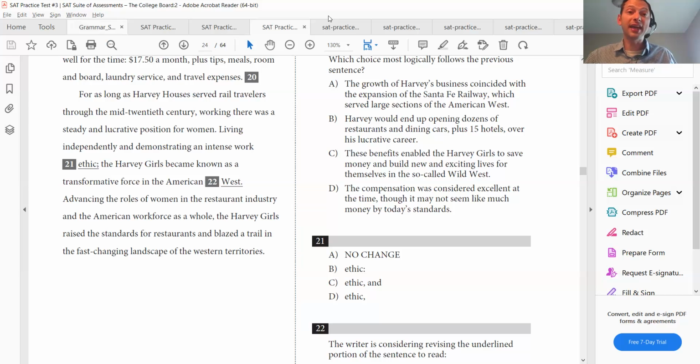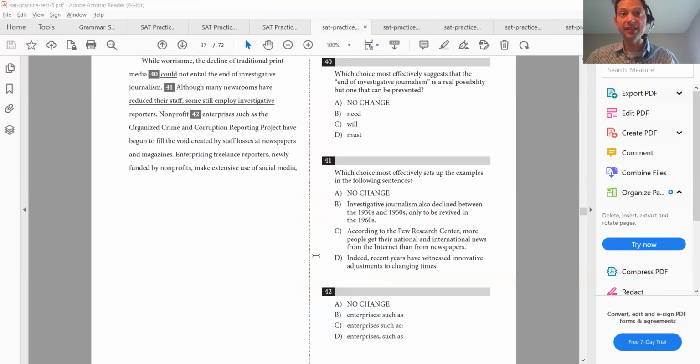Like I could do this all day, right? So it's really important to understand these rules, and it's just going to improve your score for very little effort. 42. Nonprofit enterprises, such as the Organized Crime and Corruption Reporting Project, have begun to fill the void created by staff losses at newspapers and magazines. Okay, nonprofit enterprises, is that a sentence? No, that's not a sentence. So it can't be B, right? Because a colon has to only come after a sentence.